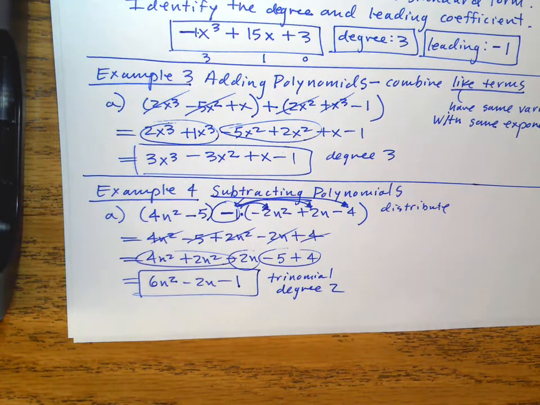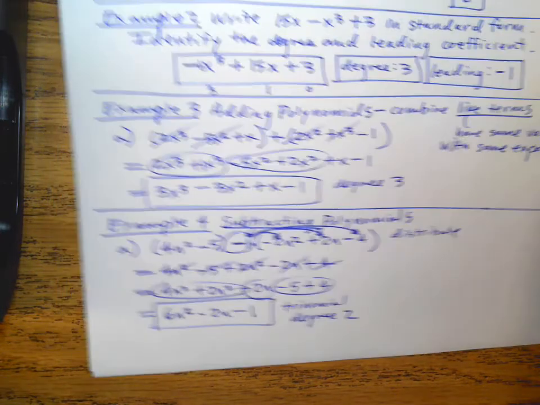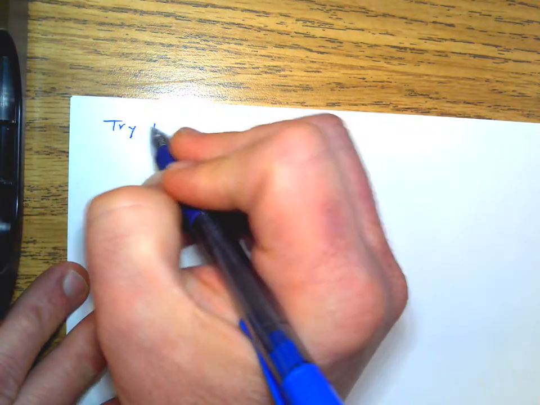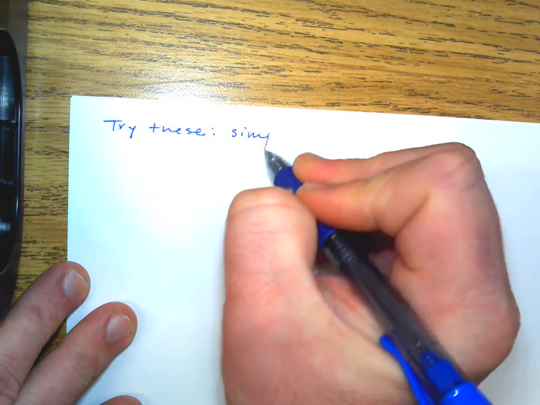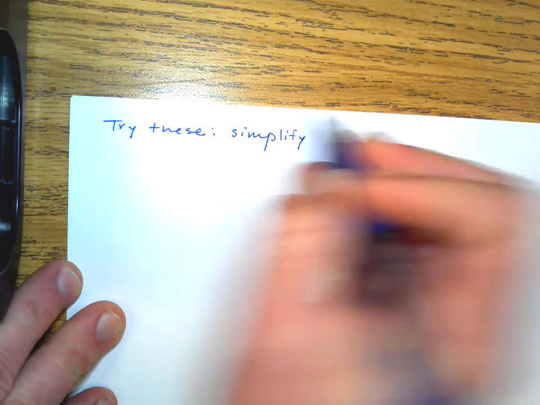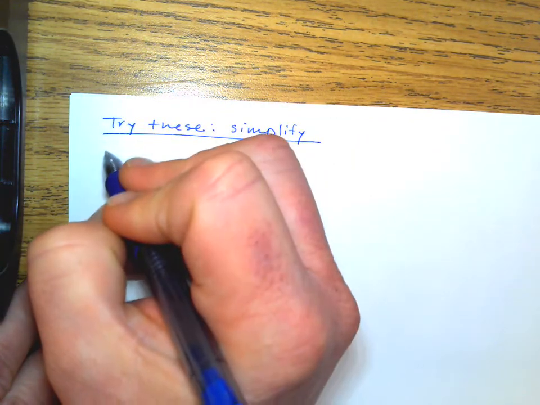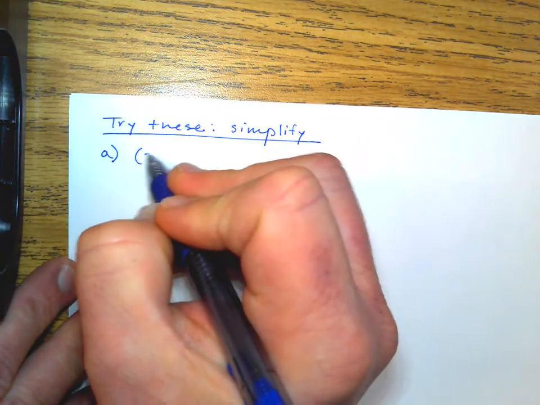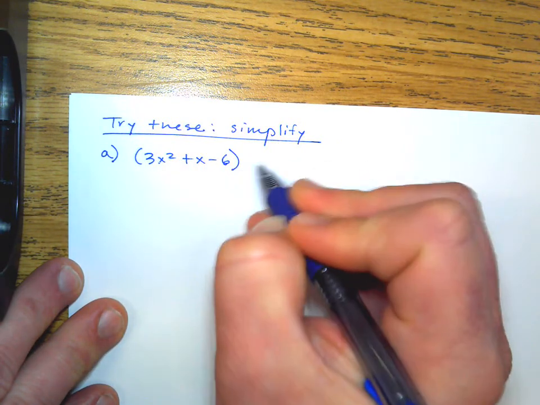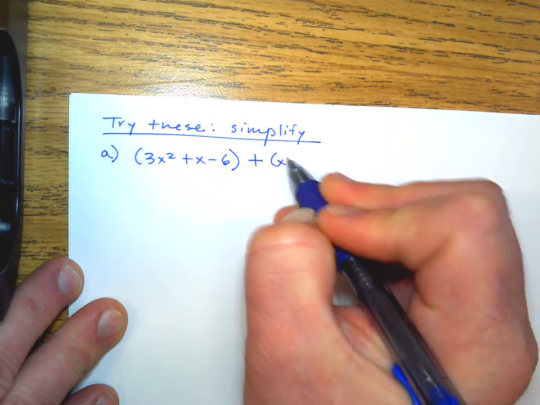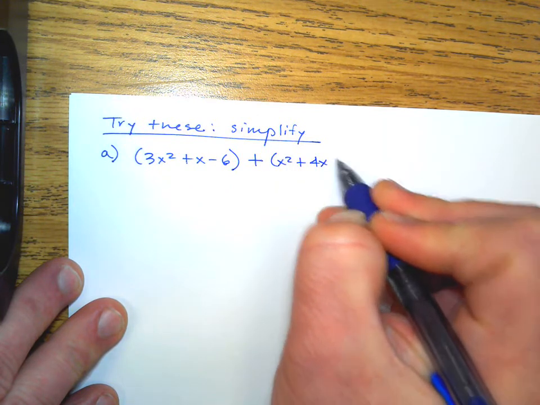Okay. Now, I'm going to give you guys a couple examples, and then we'll be done. So I'm going to write these down. After we write them down, I want you to pause the video and try these on your own, and then unpause it, and we'll check your answers. So the directions might just say simplify, which means to add and subtract and things like that. So first example is going to be parentheses 3x squared plus x minus 6 plus parentheses x squared plus 4x plus 10.